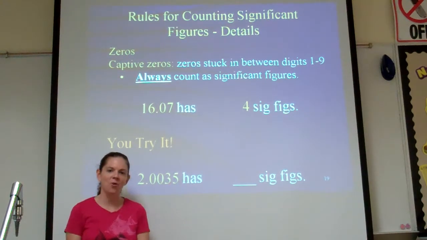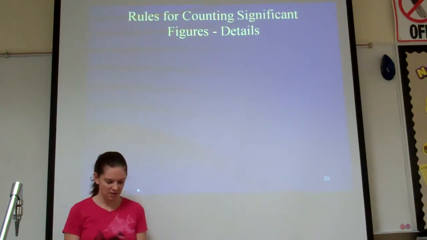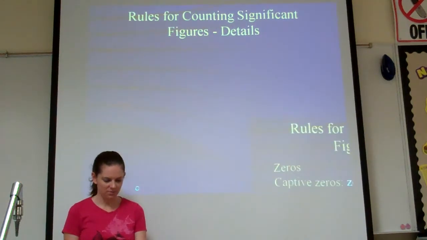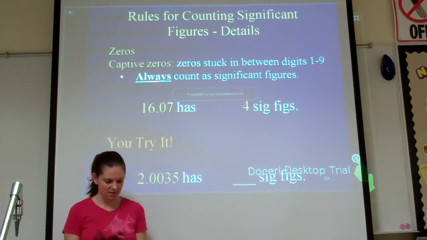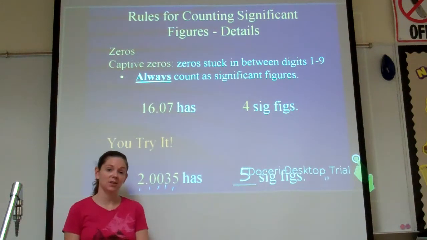2.0035 has how many significant figures? Again, our zeros are stuck in between digits 1 through 9, so they are captive. They will count as significant figures. We have 1, 2, 3, 4, 5 significant figures.